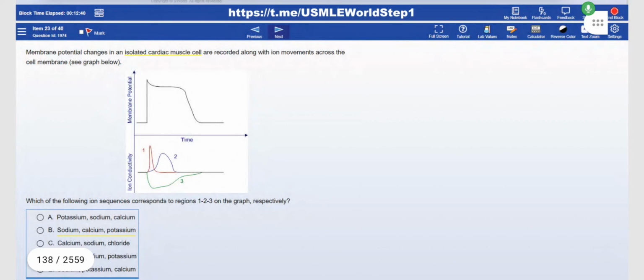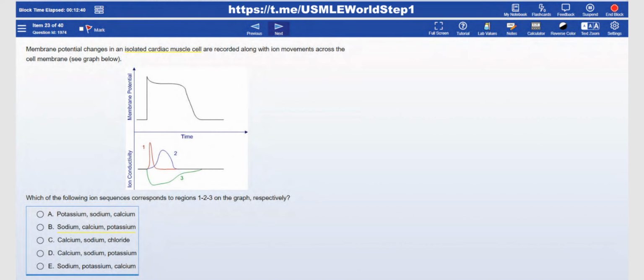From question number 23. Membrane potential changes in isolated cardiac muscle cell are recorded along with ion movements across the cell membrane. See graph below. So we have two graphs, membrane potential and ion conductivity. Which of the following ion sequences corresponds to regions 1 to 3 on the graph respectively?